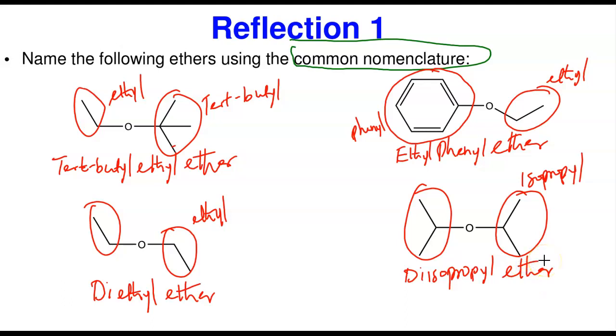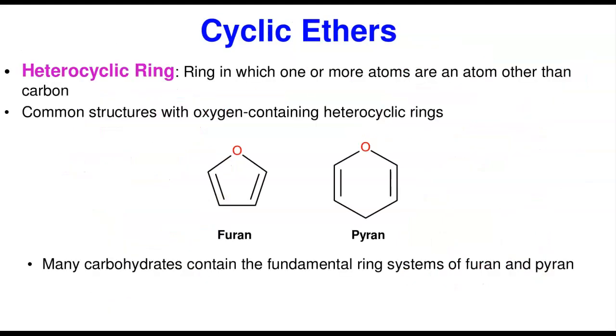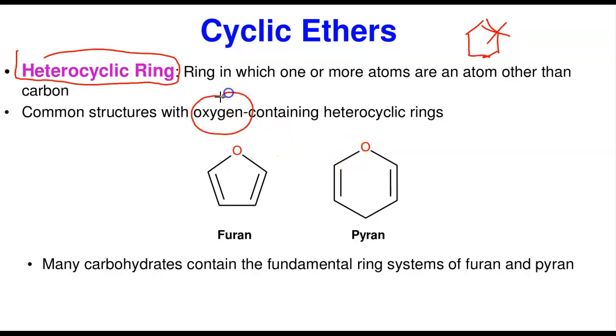Alright, so you see that easy cheesy. We now go to the next thing. You see cyclic eta. Now cyclic eta are heterocyclic rings. A heterocyclic ring is any ring which contains one or more atoms other than carbon. So when a ring is no longer uniform, like cyclohexane, which is purely carbon and doesn't have any other atoms, in a heterocyclic ring there are other atoms apart from carbon. In these specific ones, what the cyclic eta contains is oxygen. So there are common structures of oxygen-containing heterocyclic rings.